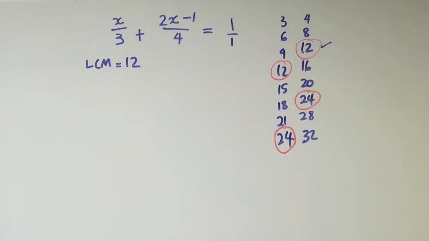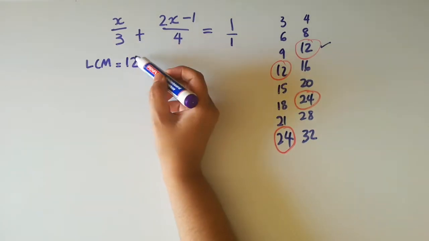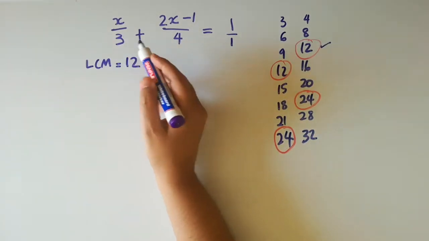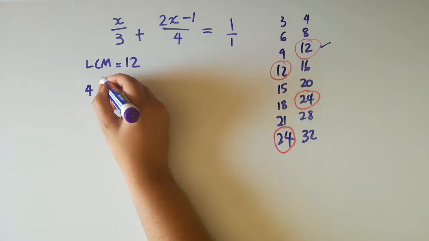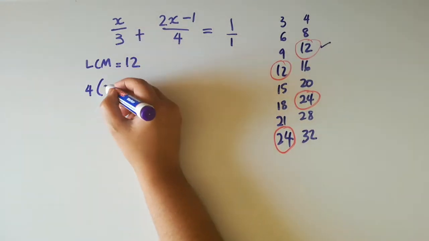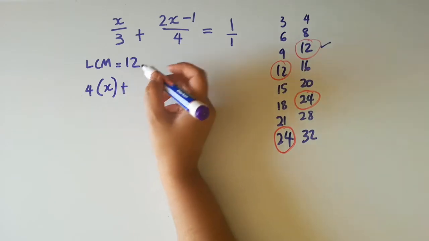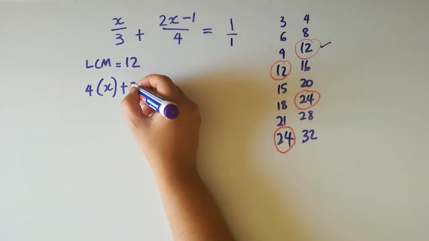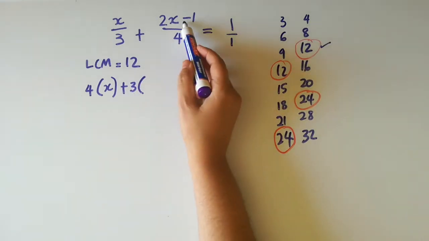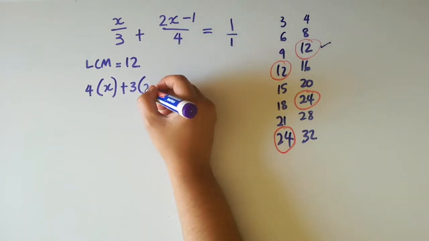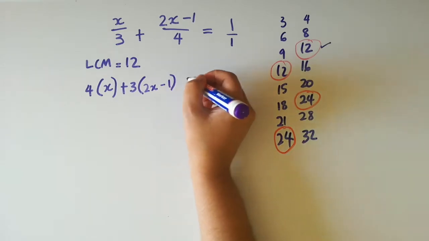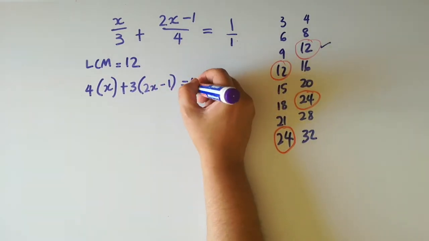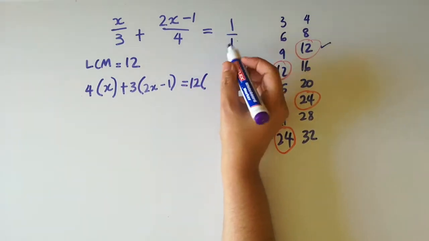My next step is to say 3 goes into 12 how many times? 3 goes into 12 4 times. So I'm going to put my 4 and I'm going to put this x here. Plus 4 goes into 12 how many times? 3 times. And I'm going to put this 2x minus 1 here. Is equal to 1 goes into 12 how many times? 12 times. And I'm going to put this 1 here.